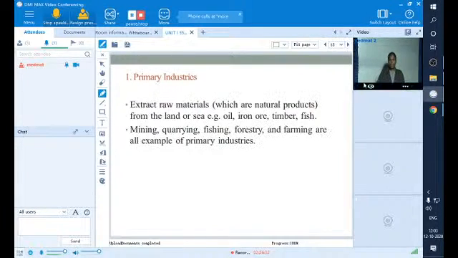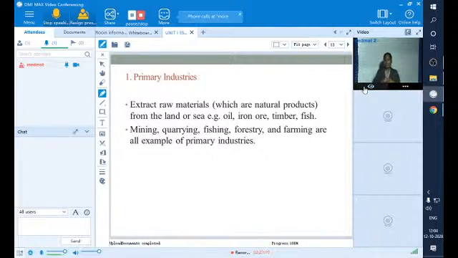The first industry is the primary industry. So we extract raw material, which we can say is a natural product. We are going to extract a particular raw material from the natural products, from the land or sea. For example, we can say oil, iron ore, timber and fish. These are the natural raw materials we are going to extract from nature. This is the first thing in the primary industry. The primary industry will extract the raw material from the natural products.